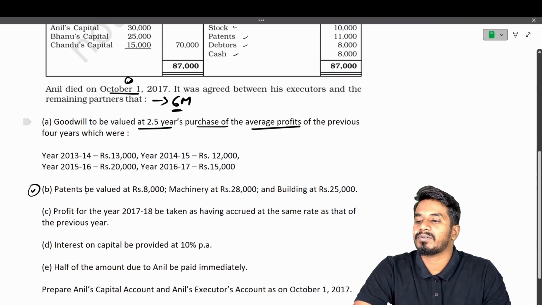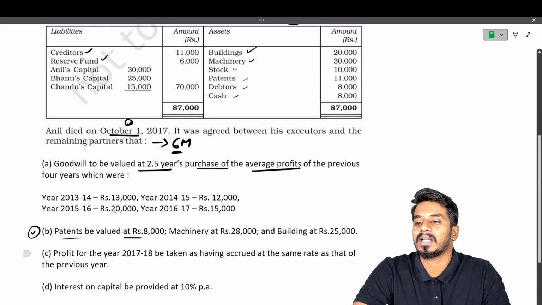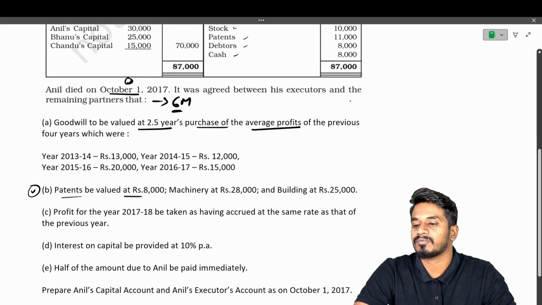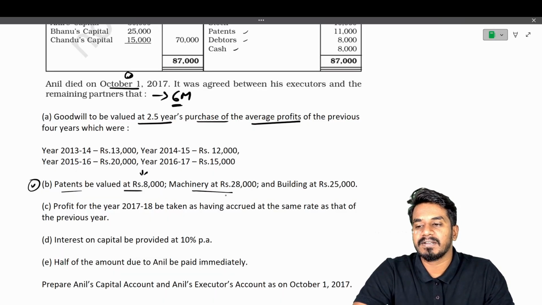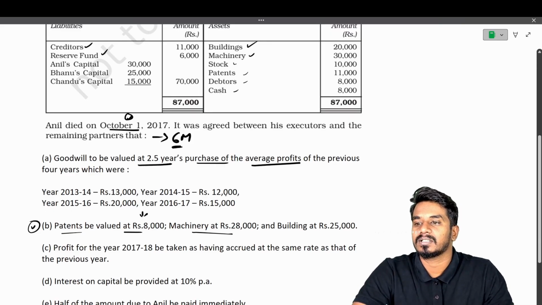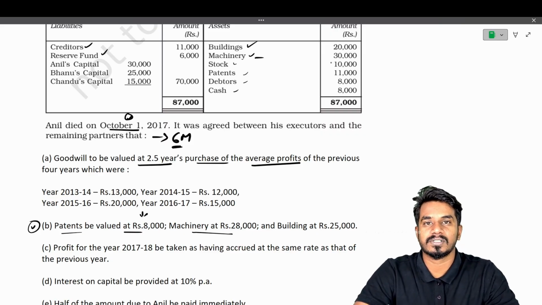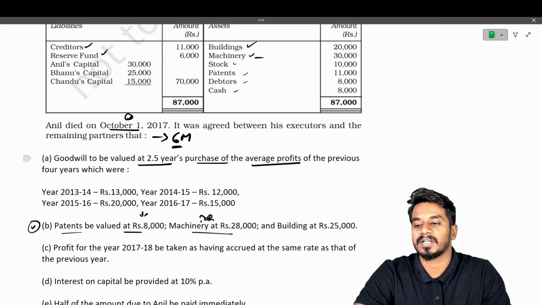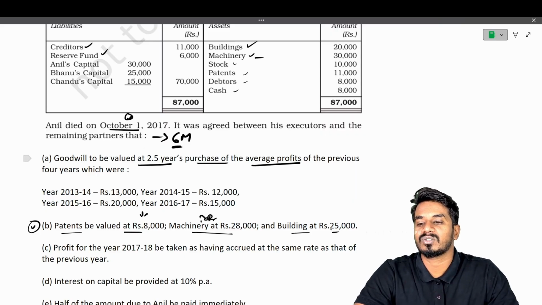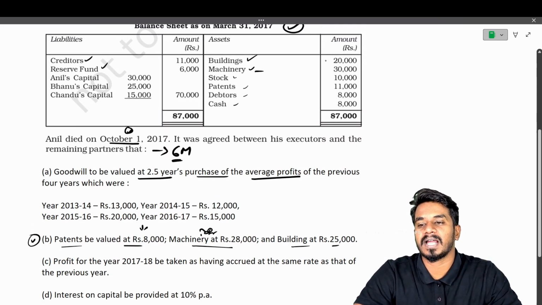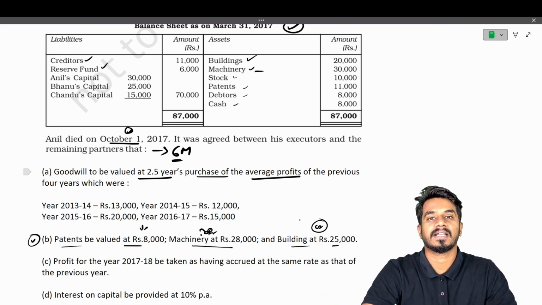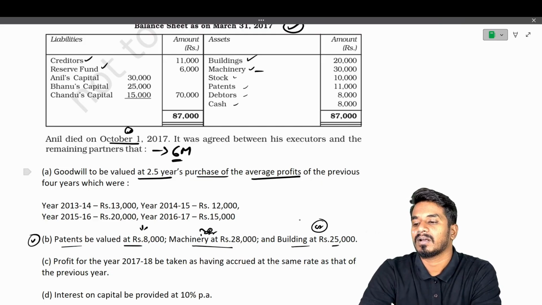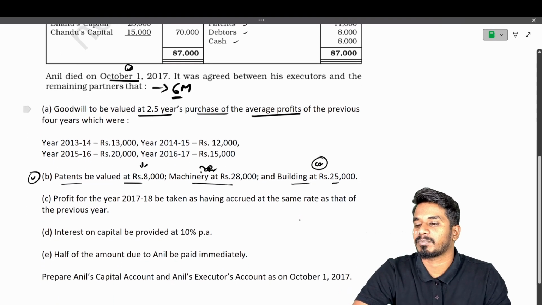And for your revaluation account, they have given patents to be valued at 8,000. The patents value is 11,000, which means the value decreased. It will get debited in the revaluation account. Machinery is valued at 28,000, and the machinery value in the balance sheet is 30,000, so 2,000 rupees value reduced, which means this is also on the debit side. Buildings value is 25,000. The buildings value in the balance sheet is 20,000, which means 5,000 increased, so it will get credited in the revaluation account. Understood? Yes. So let us see the next point.